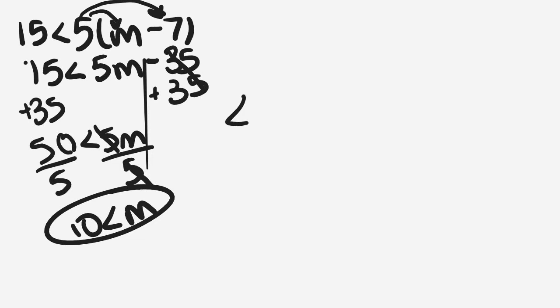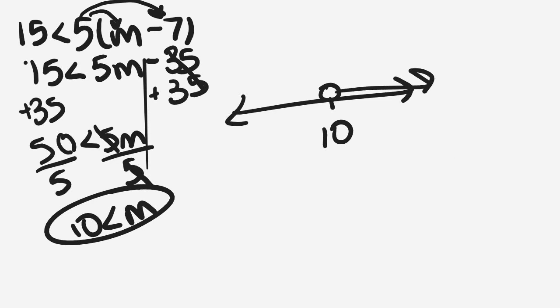10 less than M. So let's graph that. Here we have our 10. It's an open circle because it does not include the 10. And then we want all the M's bigger than that. So that way.